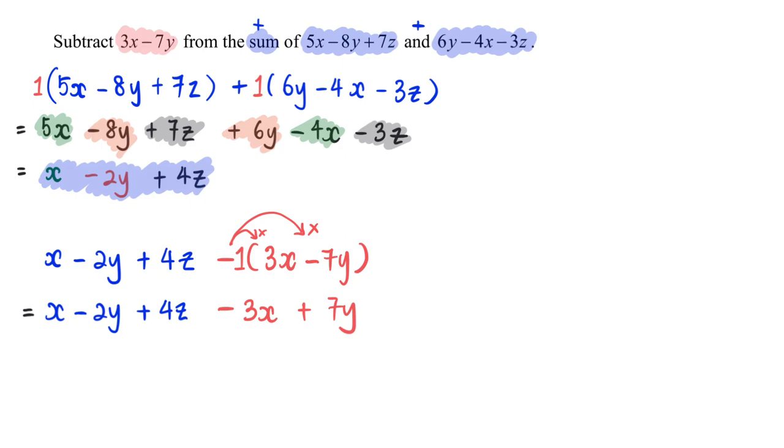And therefore, our last part would then be to simplify the like terms. x minus 3x, negative 2x, negative 2y plus 7y, positive 5y, and the last is my 4z. There's only 4z and it's a positive 4z. And we have come to the final answer.